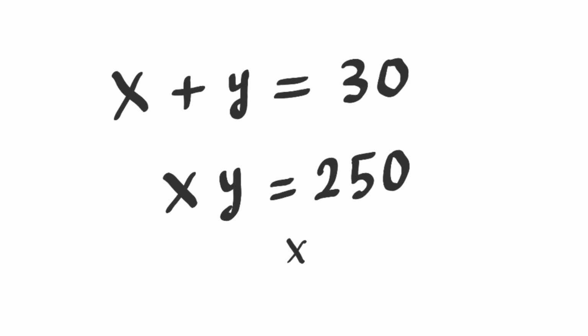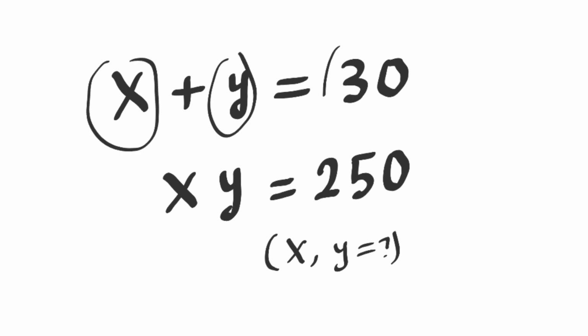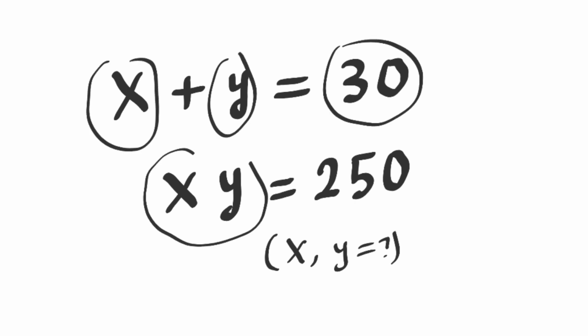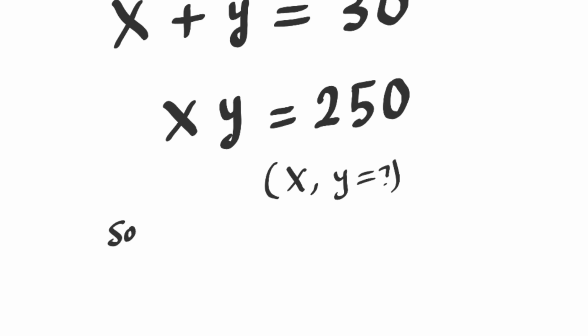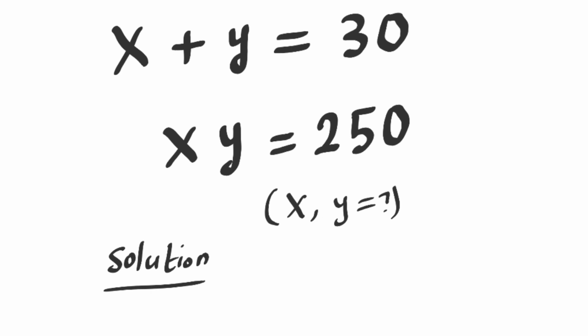Let us solve for x and y, given x plus y is equal to 30 and xy is equal to 250. x plus y is equal to 30. Let us call this equation 1. xy is equal to 250. Let us call this equation 2.